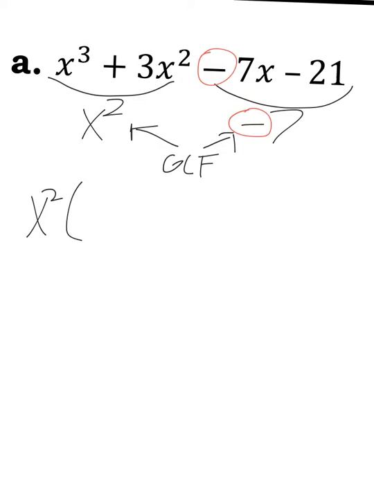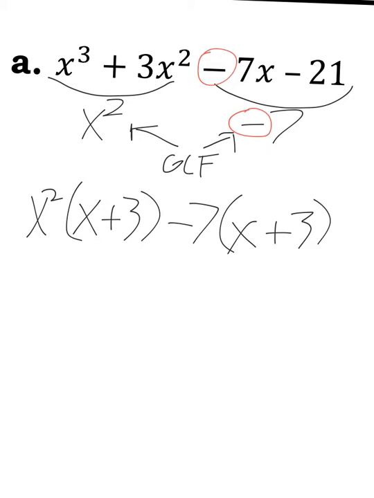So dividing an x squared from x to the third leaves behind x, and dividing 3x squared by x squared leaves behind 3. And then I'm going to write minus 7, because I'm factoring out a minus 7. And then that's going to leave behind an x, and then negative 21 divided by negative 7 makes positive 3. So the key here is that when you do factoring by grouping, it uncovers a hidden common binomial.